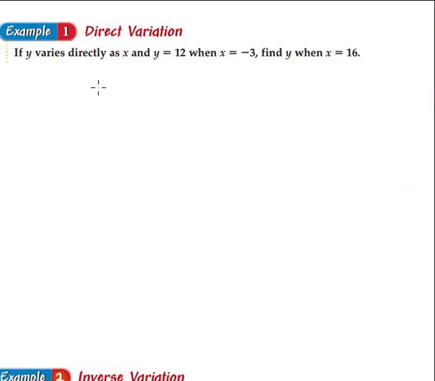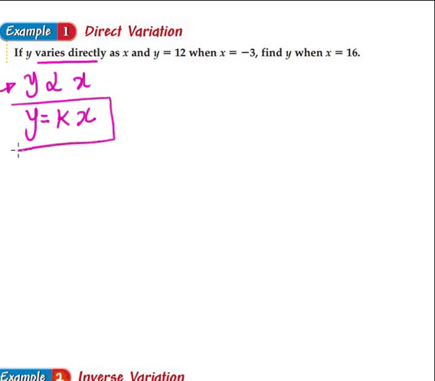Let's try an example here. This says if y varies directly as x and y equals 12, x equals negative 3, find y when x equals 16. Notice this statement, varies directly. That means direct variation. After you've represented y and x like this and added your symbol for proportionality here, you can now change this to an equation. This becomes y is equal to, immediately remove this sign of proportionality, then a constant is introduced. I'll use k to represent the constant, then this will be x. This is our relationship here.